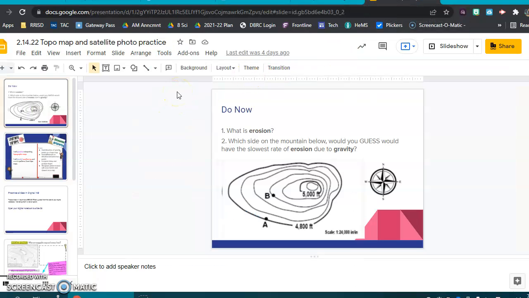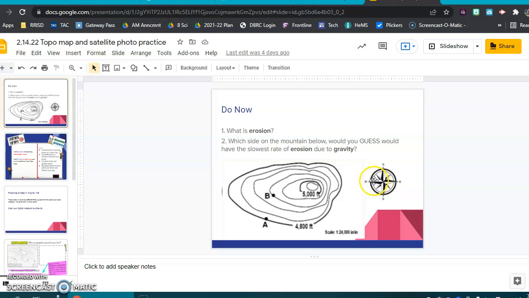What is erosion? Everybody got that. Great job. Yep, it's the breakdown of rocks to eventually create soil. And it's the breaking, the weathering, the movement, and then the deposition of that material. So which side of this mountain would you guess has the slowest rate of erosion due to gravity? Gravity being where it'll fall and things like that. Exactly. The side on the west side, so this side right over here.